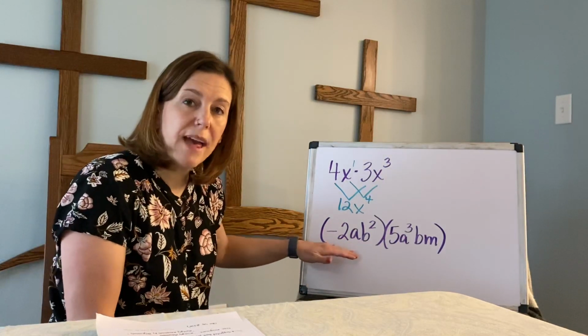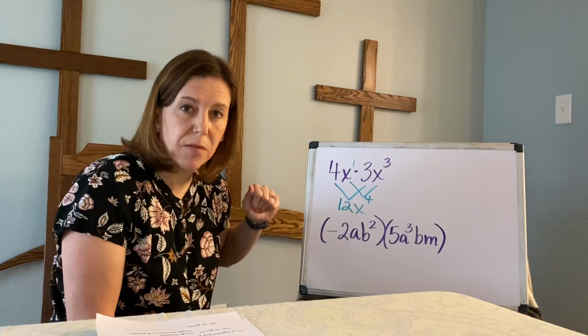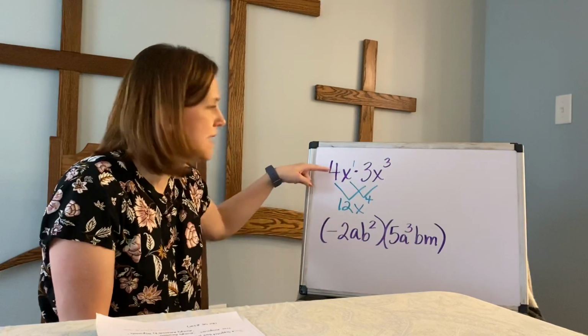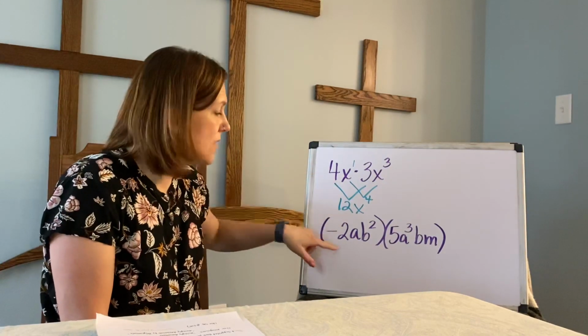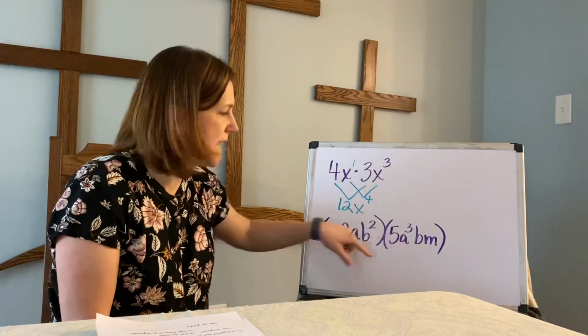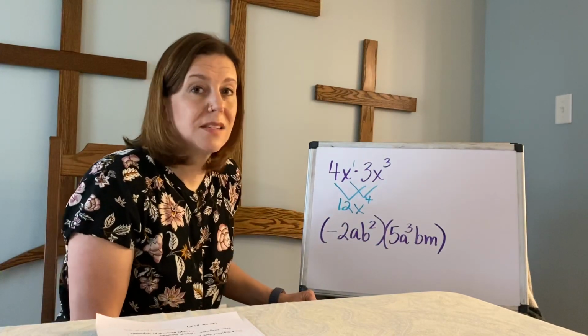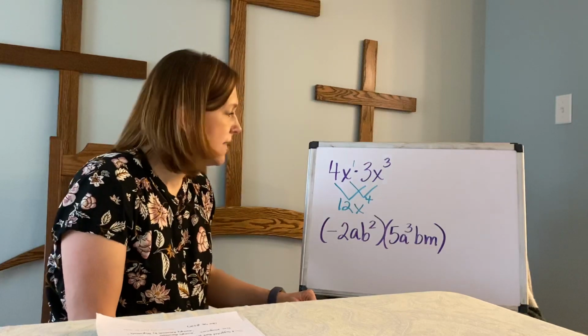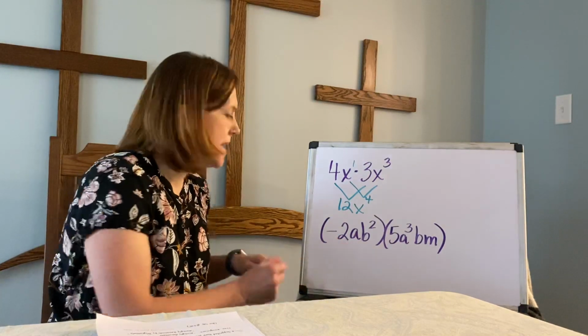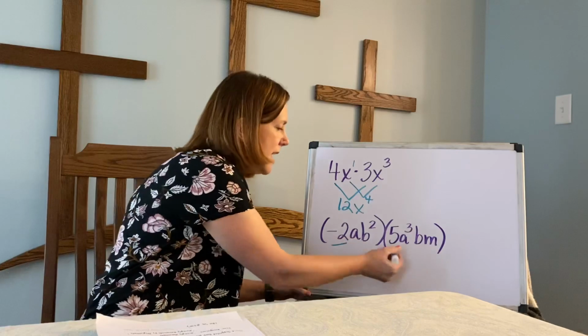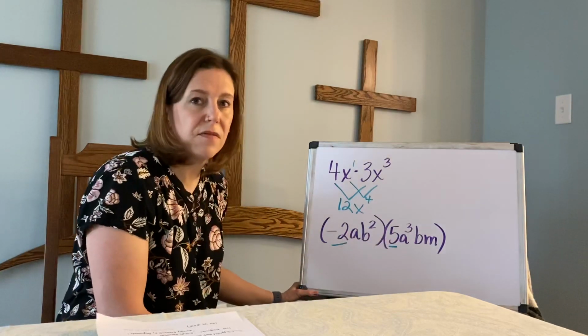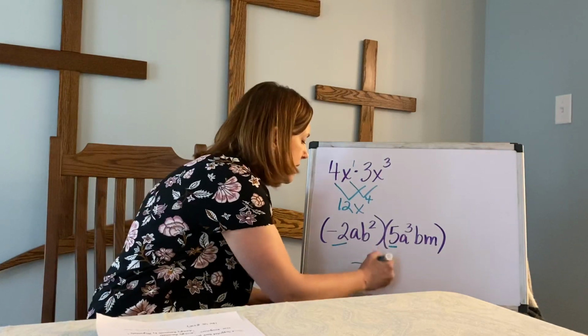Okay, we're gonna go ahead and go over this practice problem. We're gonna do it the same exact way we did our first example. Now this one's a little bit more complicated just because it has more variables in it, but the process is still going to be the same. The first thing that I will do is multiply my numbers. And I see I have a -2 and a +5. So that gives me -10.